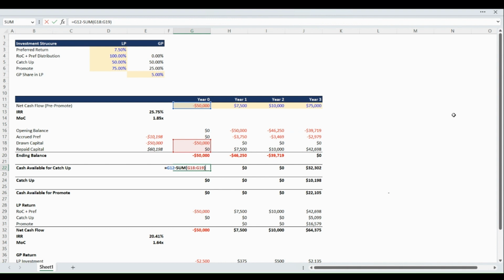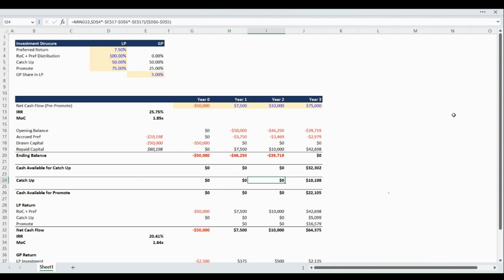The cash available for catch-up tier calculates the amount of cash available within the investment following the return of capital and preferred return payment to limited partner investors. The calculation is equal to the net pre-promote cash flow less drawn and repaid capital to limited partners from the schedule.